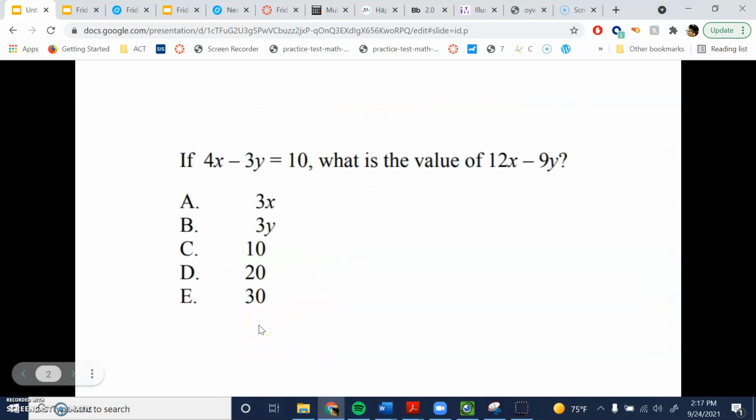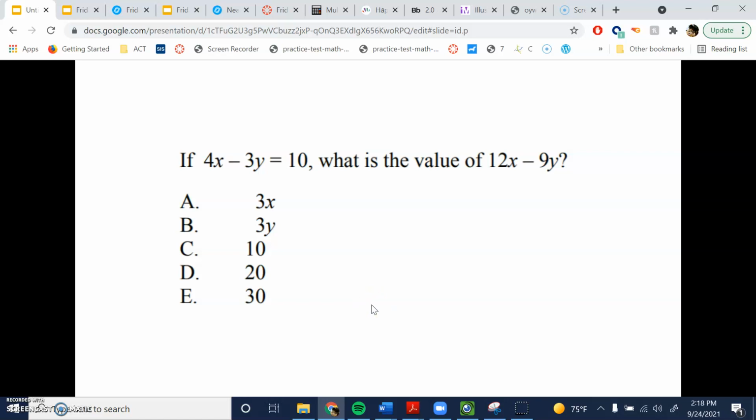All right, next one. Kind of a tricky one, but not. If 4x minus 3y equals 10, what's the value of 12x minus 9y? What do you think? See if you can do it yourself. Ready, set, go.